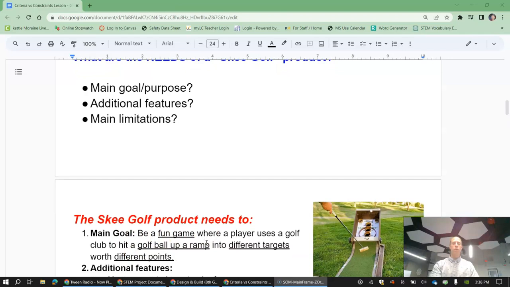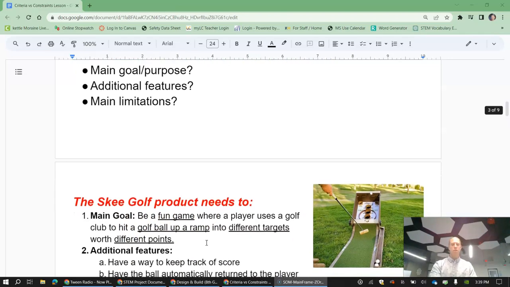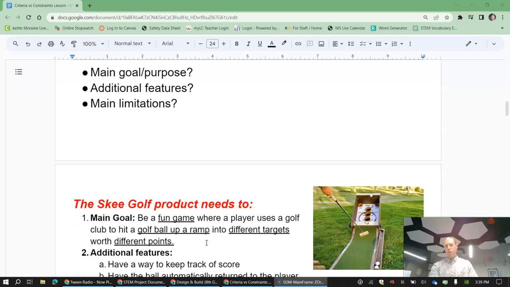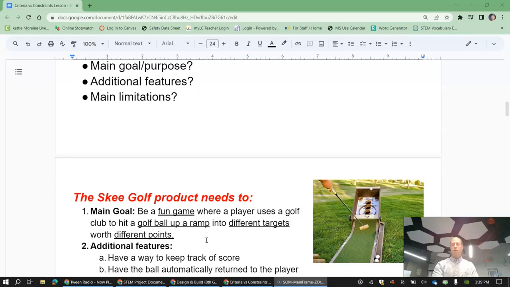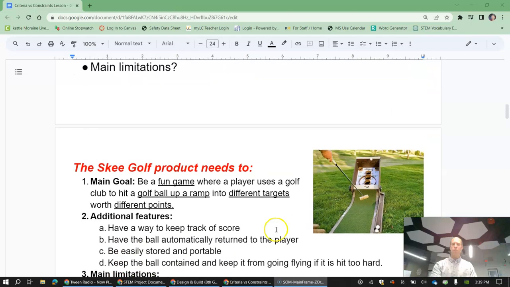Now, if we move down to additional features, you could come up with even more than I have here, but here are a couple of main things I was thinking of. You should have some sort of way to keep track of score. That would be a feature, meaning an additional thing the product does or an additional ability. You should also have a way for the ball to come back to you. On the picture here, you can see there's a track that the ball can come back on. So it'd be nice to have the ball automatically return to you.